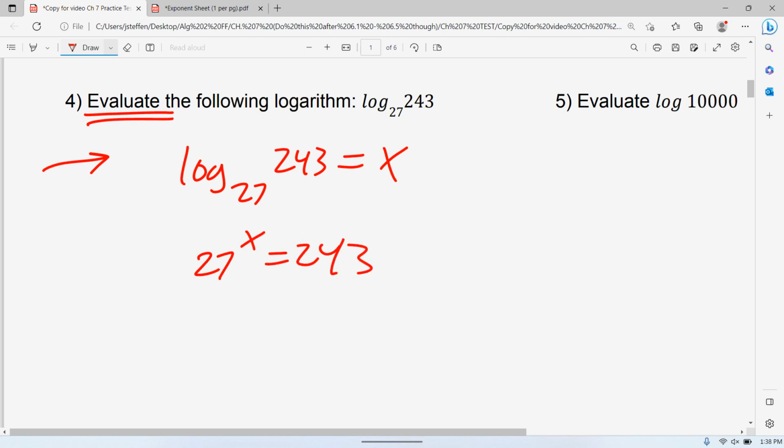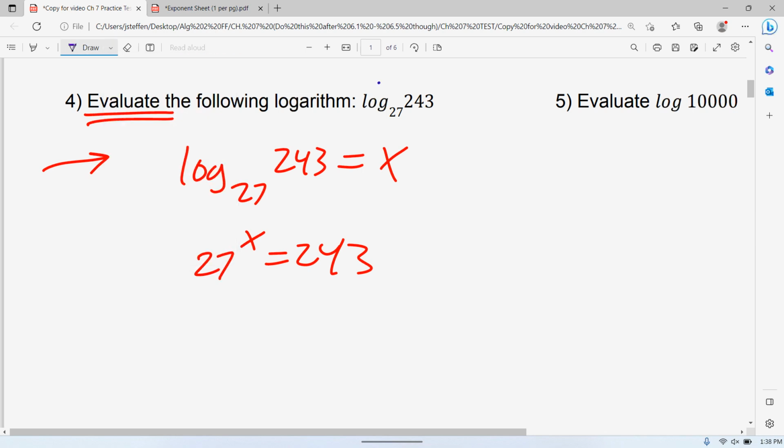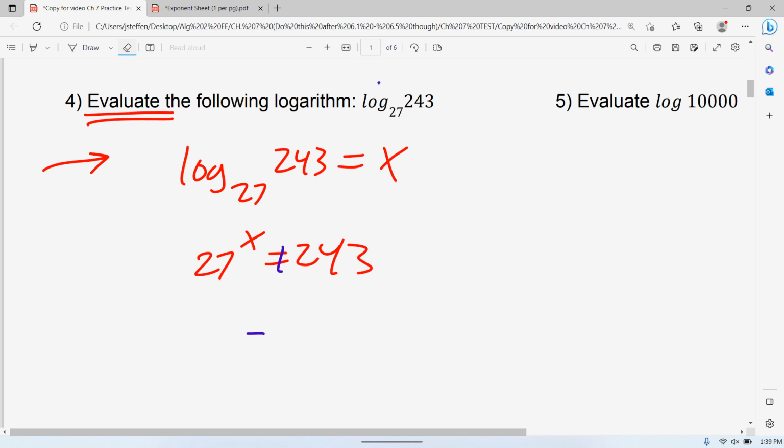Turn this into 243. Now we're going to solve this. I will say, technically, if you want to, by taking the log on both sides, you can. Bring the exponent in front, so it'd be log of 27, log of 243. So you can do it that way. That would totally work. The other way to do it, which is a little bit easier in this one, is changing bases.